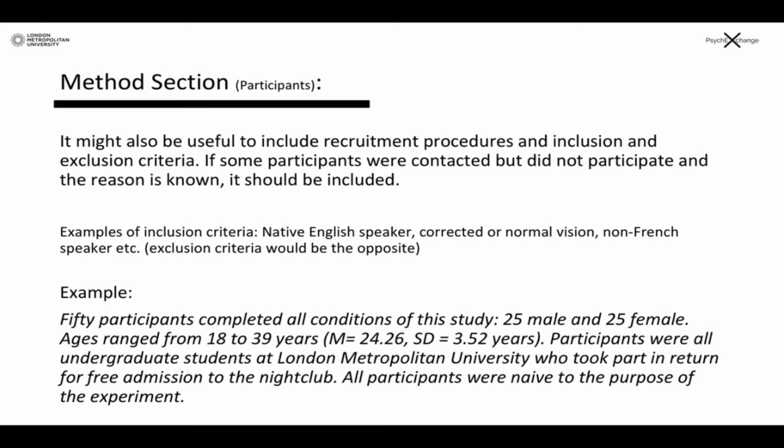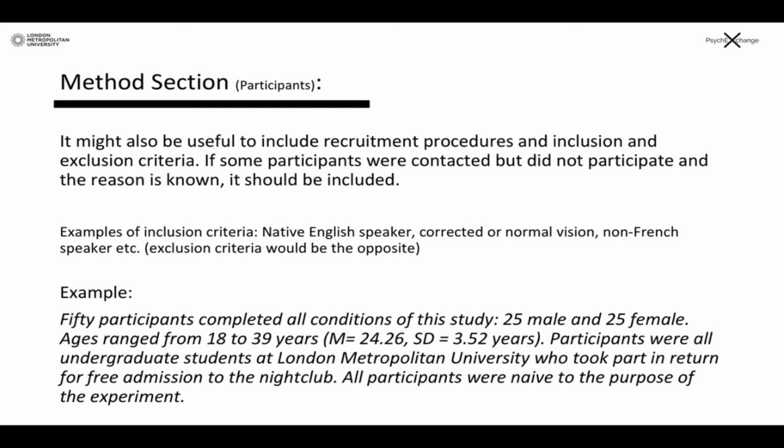50 participants completed all conditions of this study, 25 male and 25 female. Ages ranged from 18 to 39 years, mean 24.26, standard deviation 3.52 years. Participants were all undergraduate students at London Metropolitan University who took part for free admission into the nightclub. All participants were naive to the purpose of the experiment.